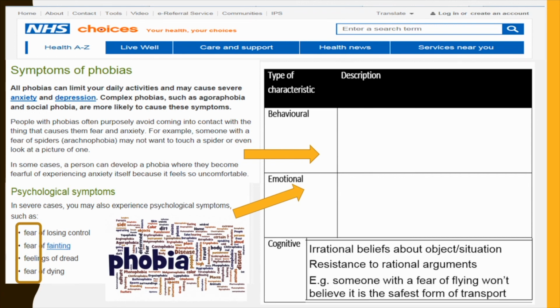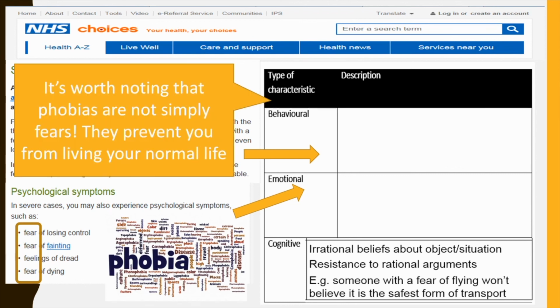So the only thing that we've got left to fill in there is cognitive, and we know that cognitive is thinking patterns. So for these people, it is irrational beliefs about an object or a situation. They resist anybody who will try to give them a rational argument in response. So for example, someone with a fear of flying won't believe it is the safest form of transport. Even though it is, they will refuse any of the statistics or the figures, because they're totally grounded in those irrational beliefs.